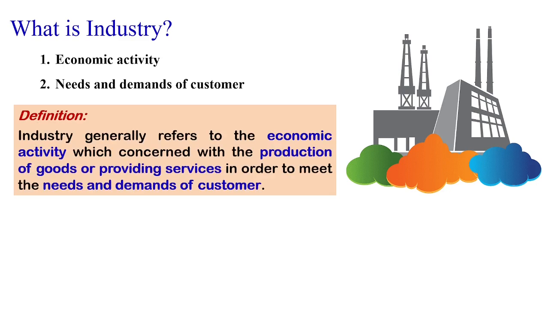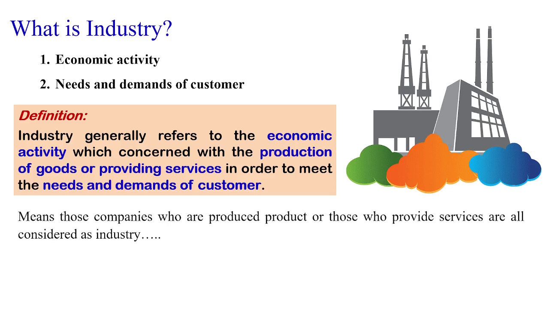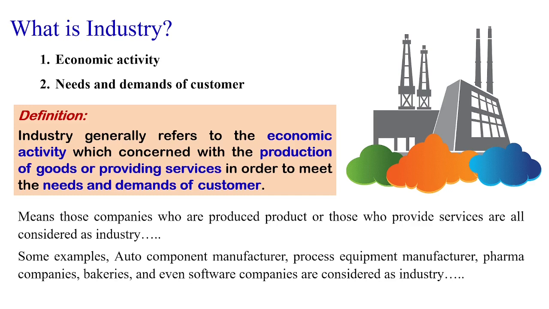Now we go for the definition of industry. Industry generally refers to the economic activity which is concerned with the production of goods or providing services in order to meet the needs and demands of the customer. It means those companies who produce products or provide services are all considered as industry. Some examples: auto component manufacturers, process equipment manufacturers, pharma companies, bakeries who produce bakery items, and even software companies are also considered as industry.